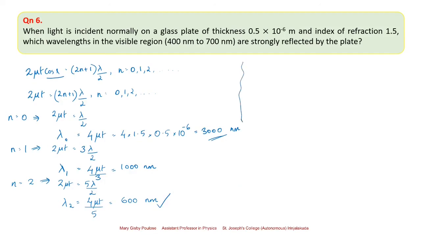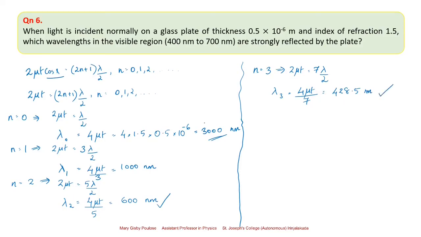Now let us give the value for n as 3. For n is equal to 3, we have 2 mu t is equal to 7 times lambda by 2, right? So the wavelength for n is equal to 3, lambda 3, is obtained as 4 times mu t divided by 7. That is 3000 divided by 7, you can calculate it, it will be 428.5 nanometers. Again this falls in the region of visible light.